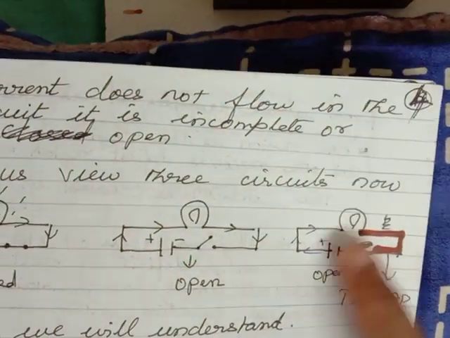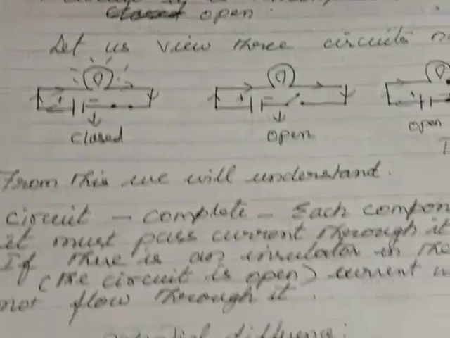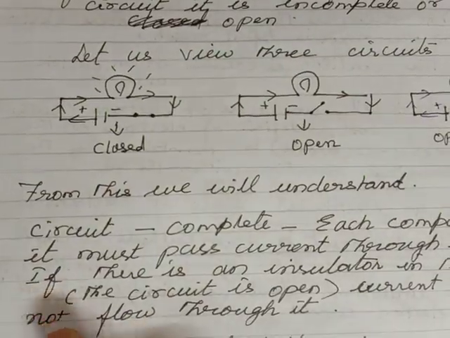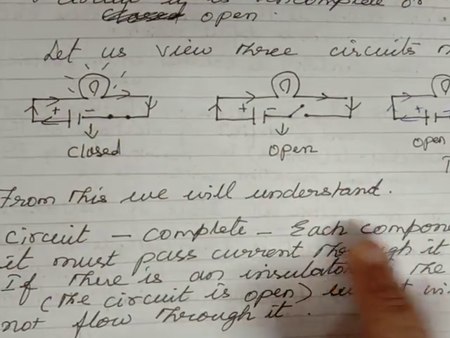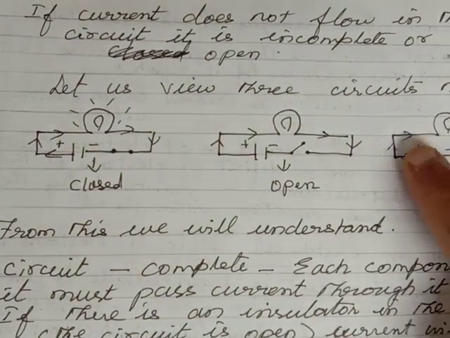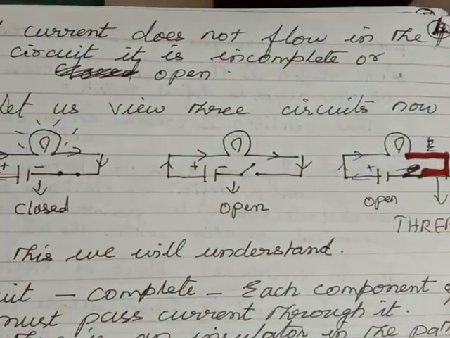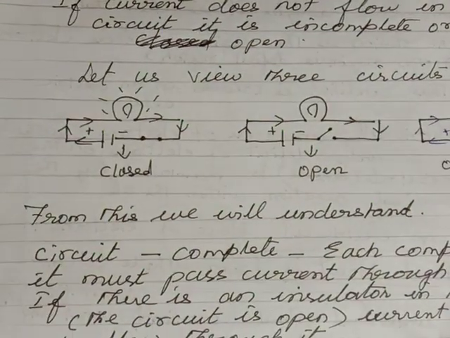What may be the reason? Because thread is not a good conductor of electricity. So from this, what will you understand? Very important point. The circuit becomes complete only when each component of it passes current through. Each component means every part of the circuit should be a good conductor and it should allow the current to flow through them. Then only you can call it a closed circuit.